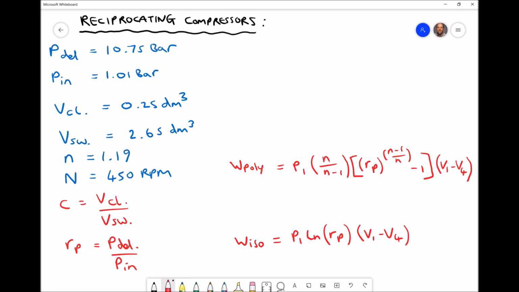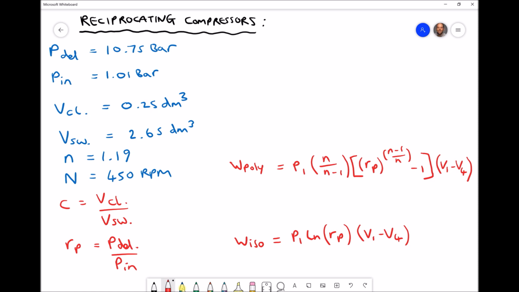Okay, so to begin we're going to calculate a couple of parameters that are going to help us with some of these calculations. Now down in the bottom left hand corner we have a variable C, which is known as the clearance ratio, and we have a variable R subscript P, which is known as the compression ratio.